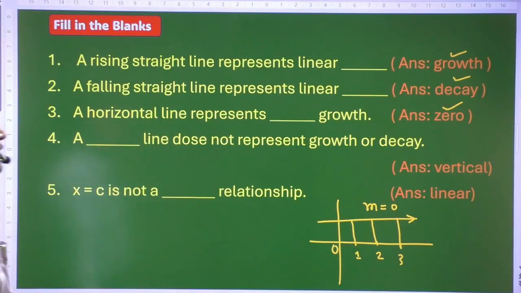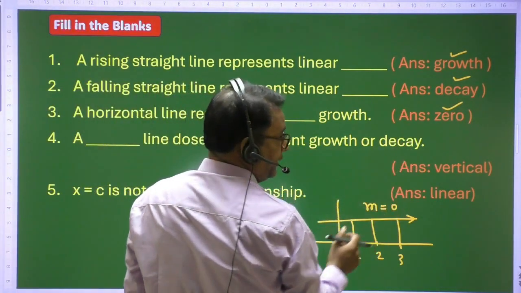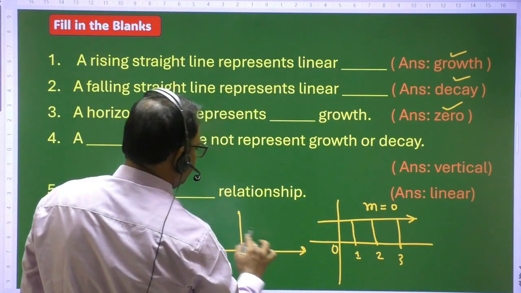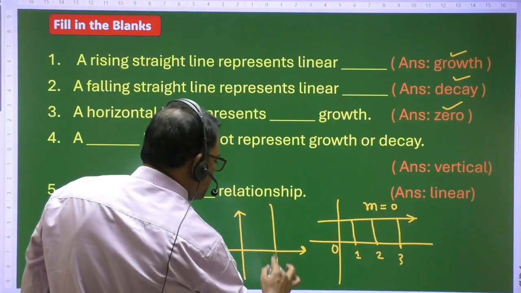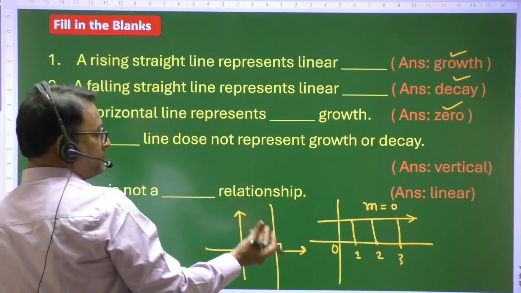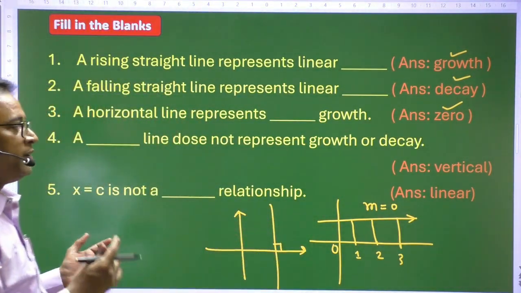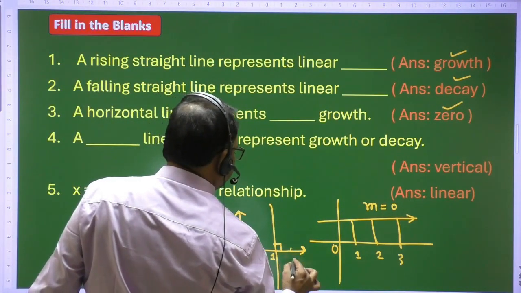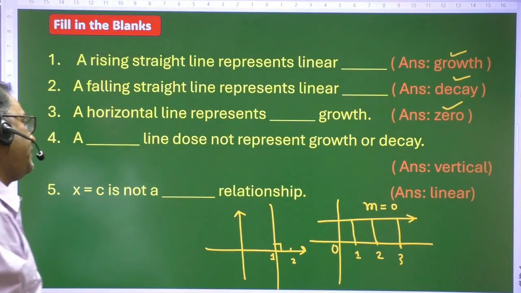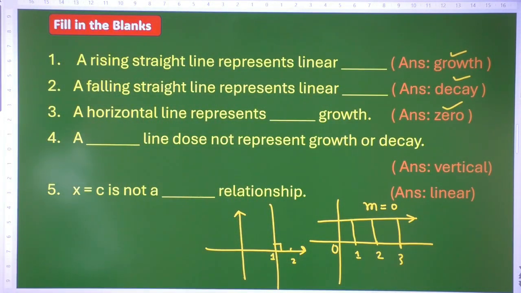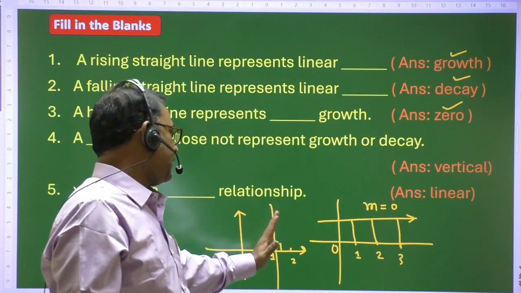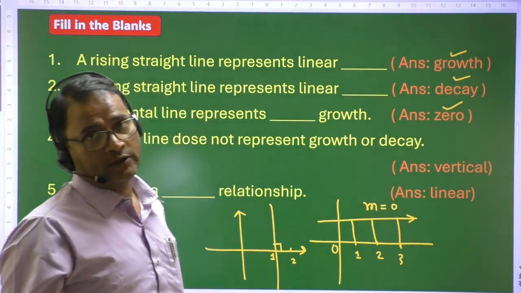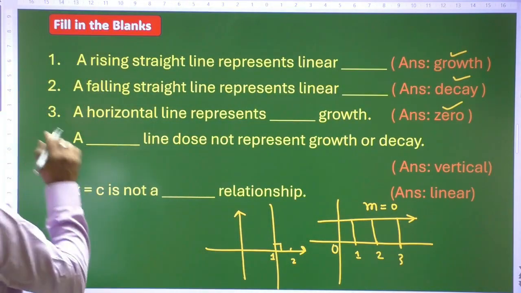Which line does not represent growth or decay? That line is called what? It is the vertical line. Suppose this is our axis, and if I have this vertical line, we observe that there is no scope for the time interval. In 1 hour we have a value here, but in the second hour no value is given. That's why this type of straight line, the vertical line, parallel to the y-axis, does not represent growth or decay.